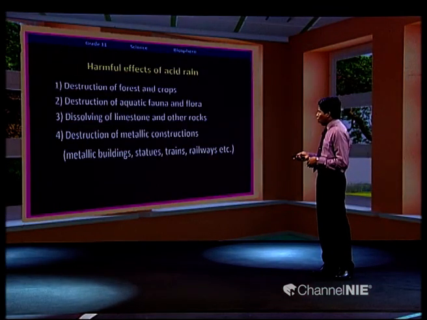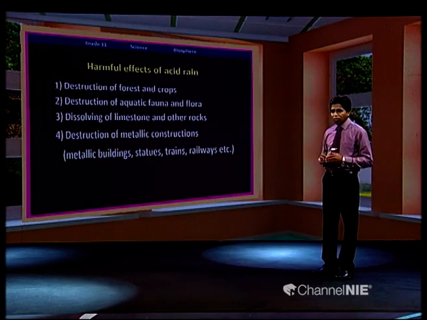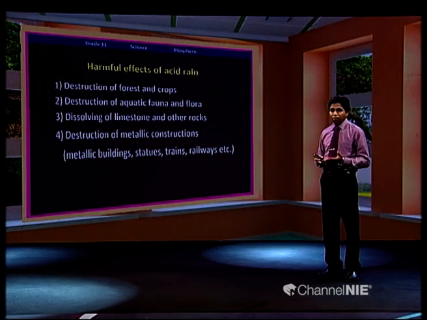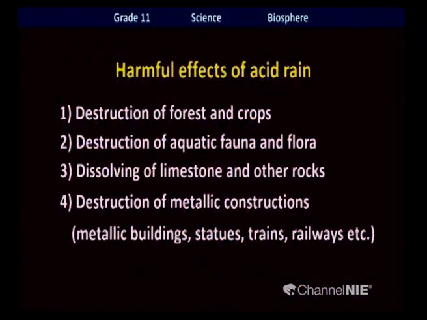Number 4, destruction of the metallic constructions. Acid rain can dissolve metallic constructions. For example, railway lines, and corrosion of vehicles increases, and metallic constructions like flyovers, bridges and others get eroded. So it will be an economic loss, and we have to repaint them and reconstruct them. That is an economic loss to a country. For example, metallic buildings, statues and ancient ruins can get dissolved.